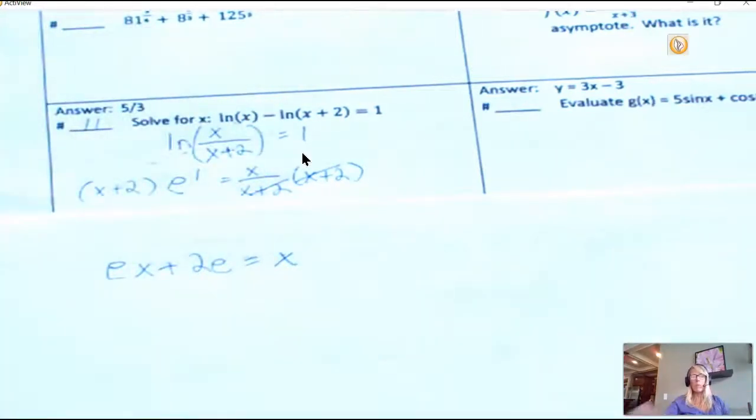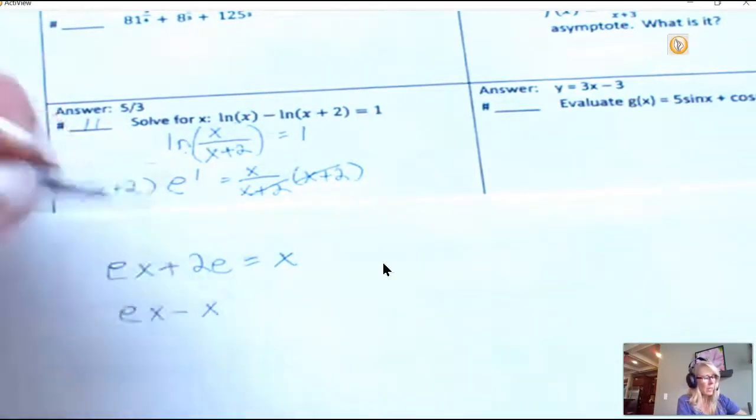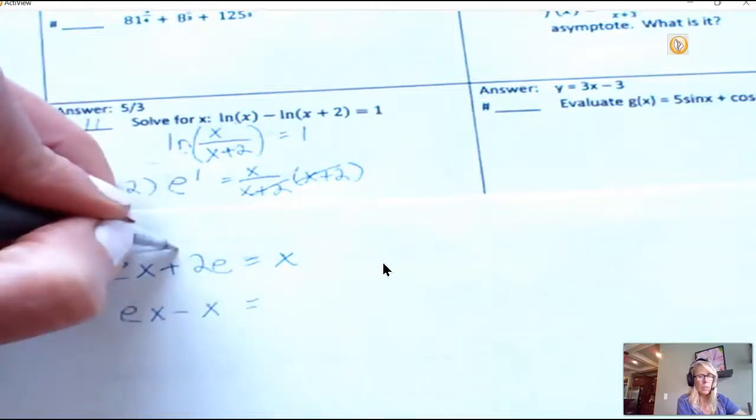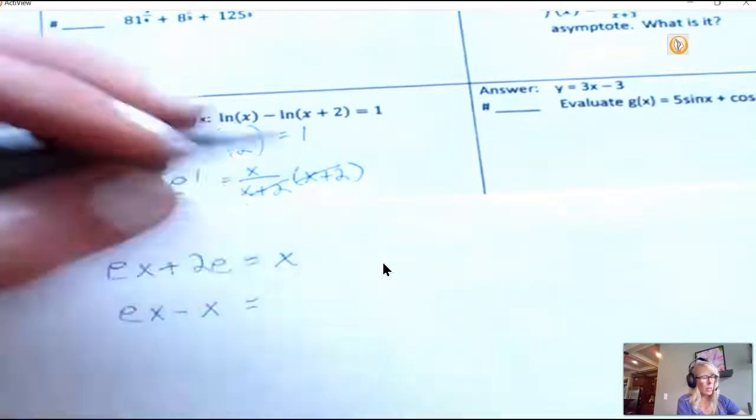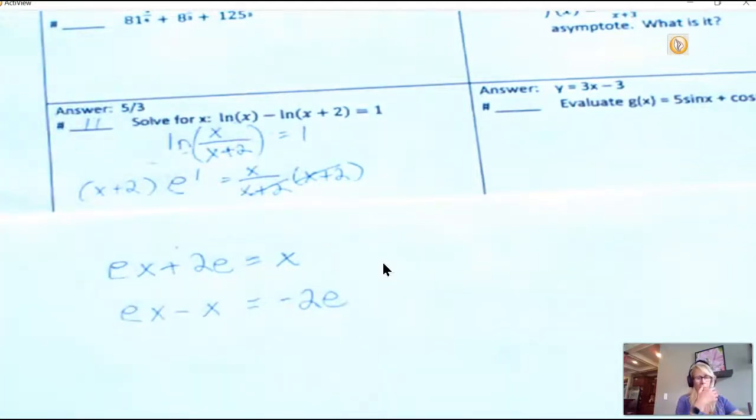Now remember, when you've got more than one term that has the variable in it, you just want to get all those terms with that variable on one side and everything without the variable on the other. So let's subtract x so that we have ex minus x. And then let's take this 2e and bring it to the other side. So we're going to subtract 2e. Okay. Slow down if you need to.